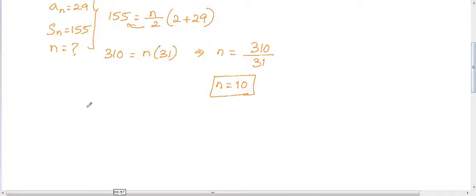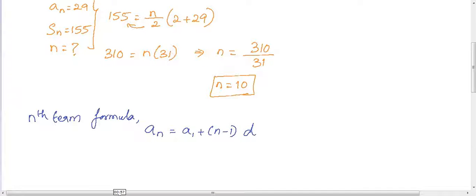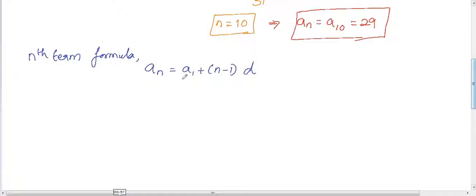Okay, now find the common difference. So use nth term formula. We know that the nth term formula is an is equals to a1 into n minus 1 into d. Here we already know that the last term is given, which is an is equals to a10 is equals to 29, and the first term a1 is 2 and n is equals to 10.